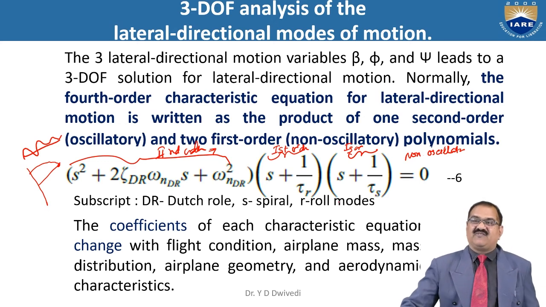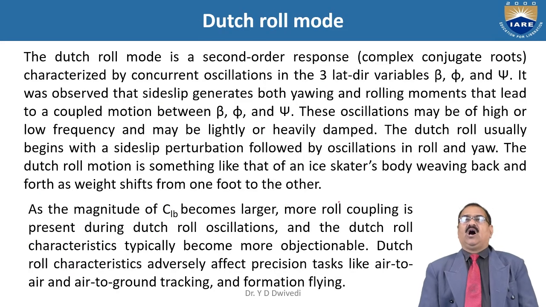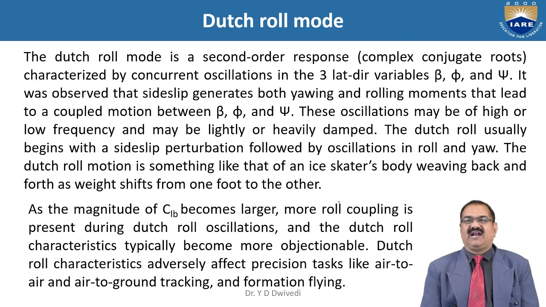The coefficients of each characteristic equation change with flight condition, airplane mass, mass distribution, airplane geometry and aerodynamic characteristics. So here, what is the Dutch roll? Dutch roll is very important, and if it is not good, it can cause a very serious problem also.